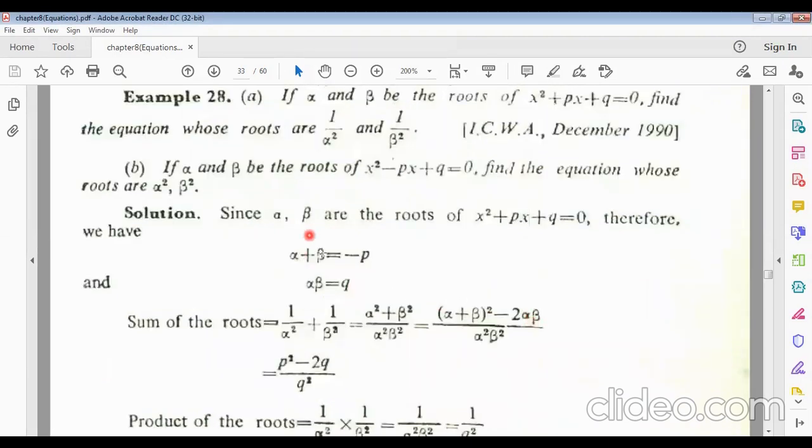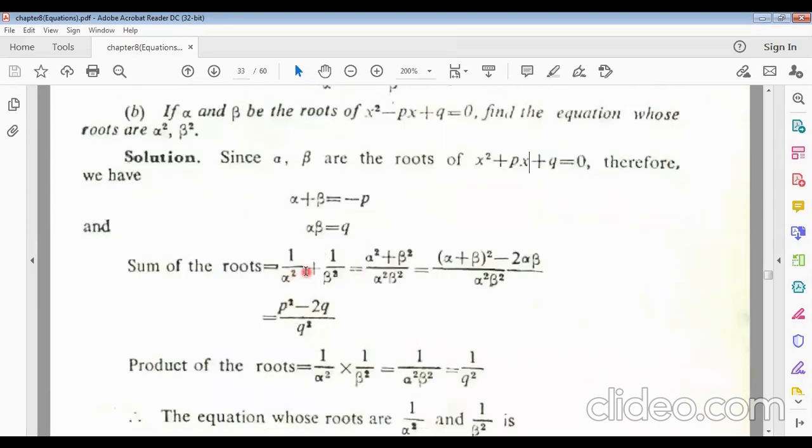So the sum of the roots will be minus b by a. Minus b means minus p, a means 1. So minus p by 1 equals minus p. Now the product of the roots, alpha into beta, will be c by a. c means q, a means 1. So c by a is q by 1, that means the product of the roots will be q.